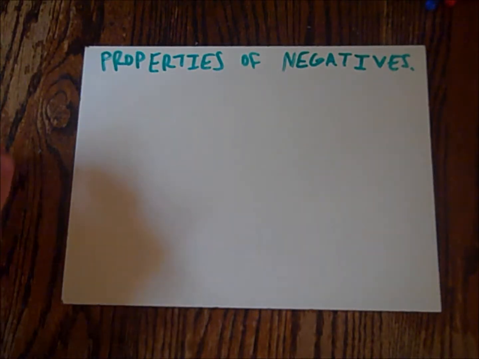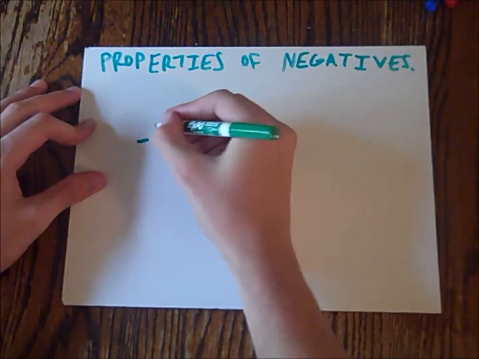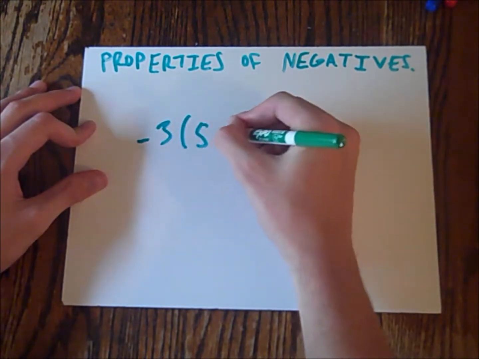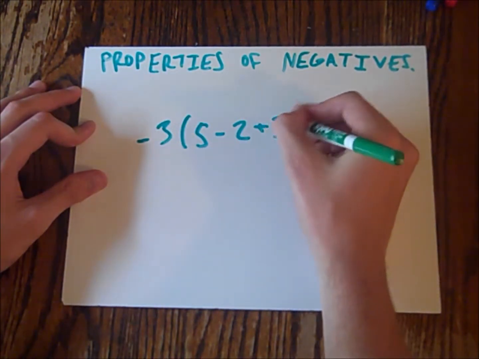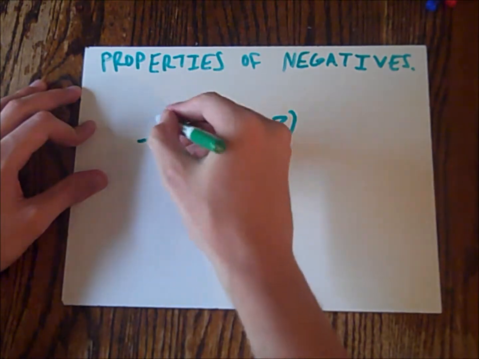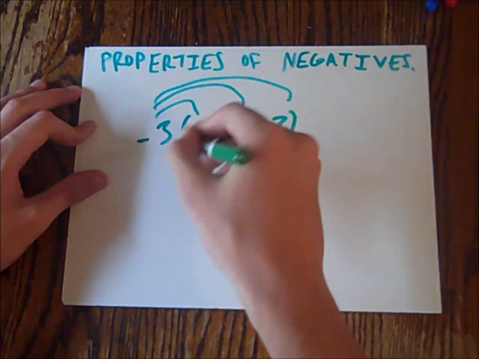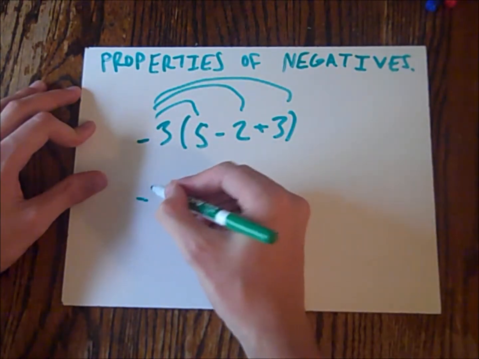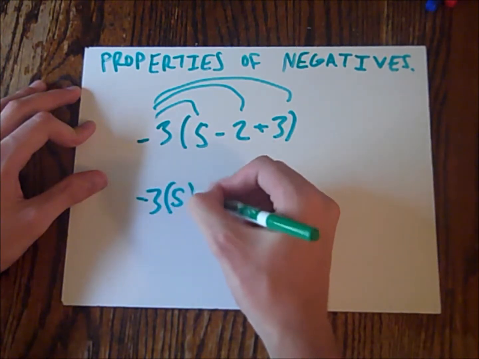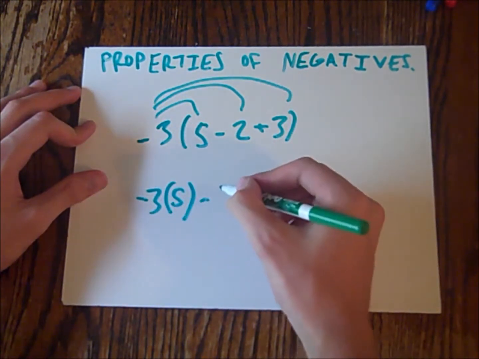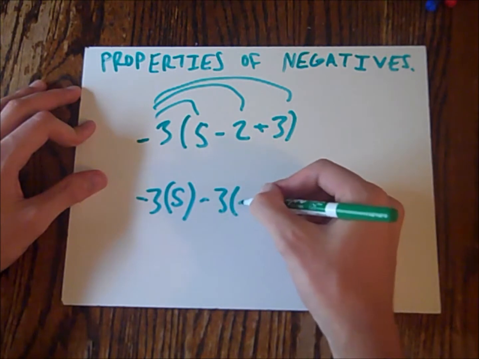Anyway, so we're going to learn about properties of negatives. So let's begin. We've got negative 3 times 5 minus 2 plus 3. Now let's do the distributive property and get all these out of the parentheses. So we got negative 3 times 5 times negative 3 times negative 2.